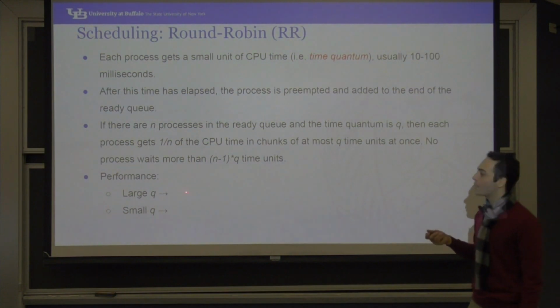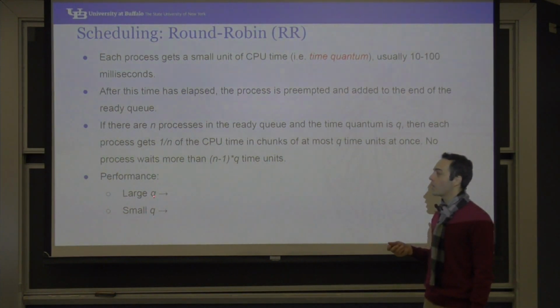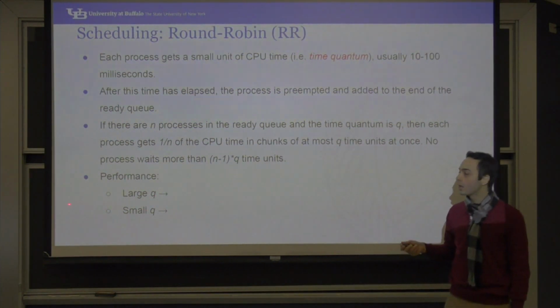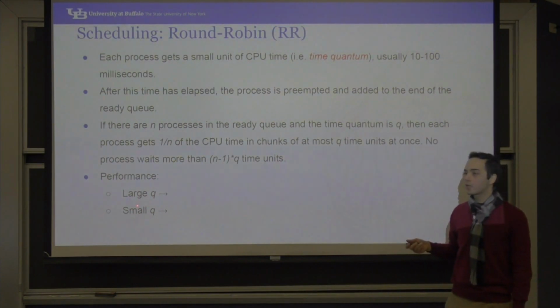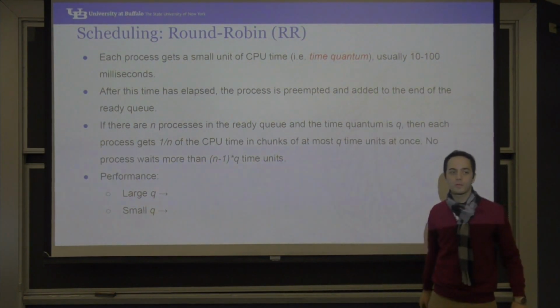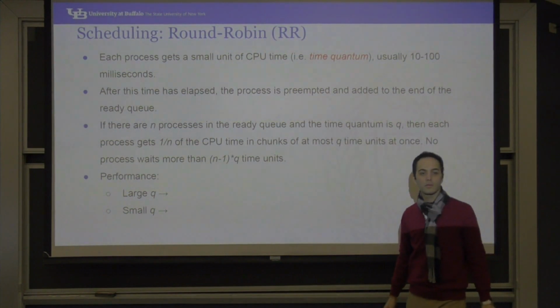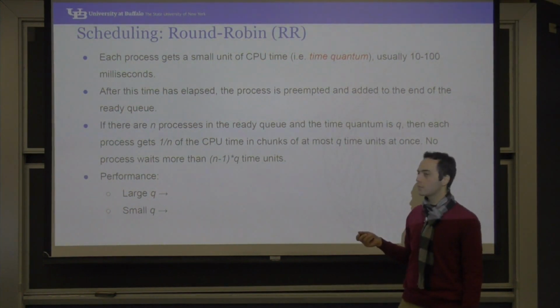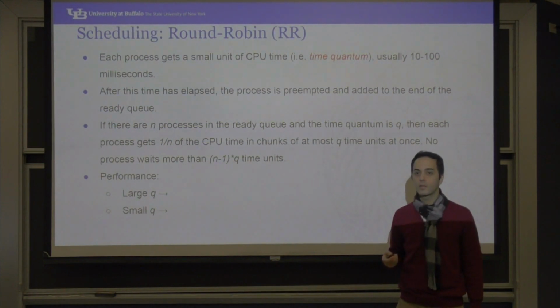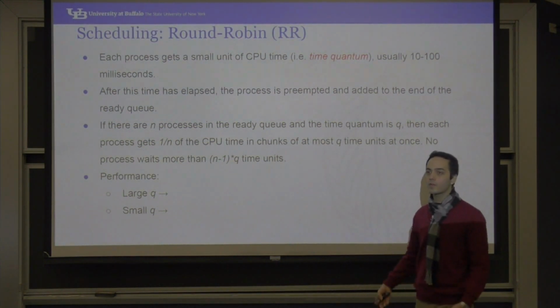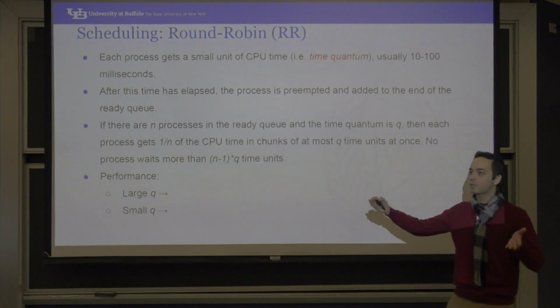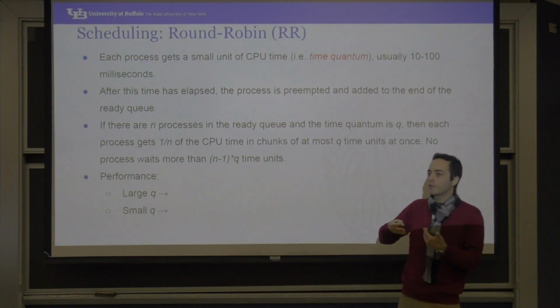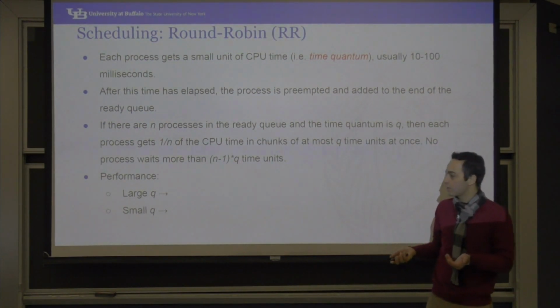So what about the performance? What happens if the quantum is large? What happens if the time quantum is small? Anyone? Any guess if the time quantum is just very large? You can think of an extreme. What happens? Yes. It becomes first come first serve, right? If the quantum is so large that all the processes will basically finish within their quantum, it will be just like first come first serve.